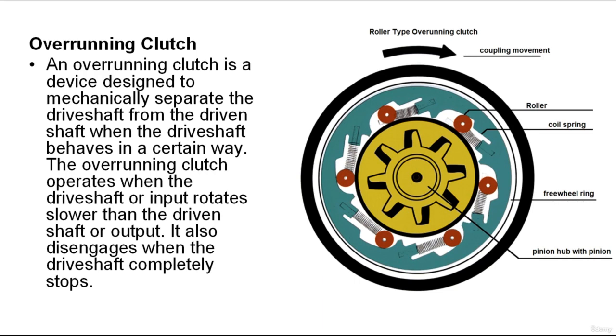The accordion springs force the rollers up the ramps of the cam pockets into wedging contact with the inner and outer races. As the vehicle road speed increases, turbine speed increases until it approaches impeller speed. Oil exiting the turbine vanes strike the back face of the stator, causing the stator to rotate in the same direction as the turbine and the impeller.